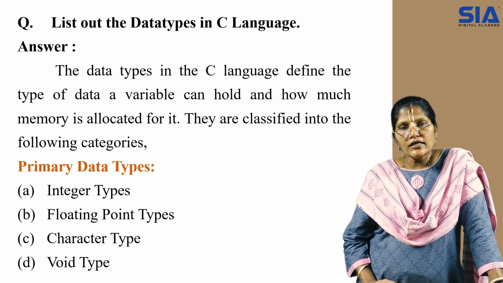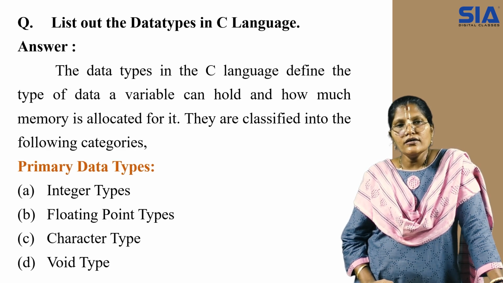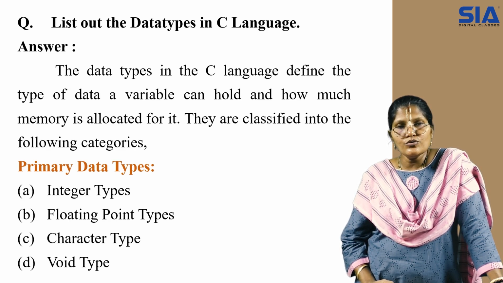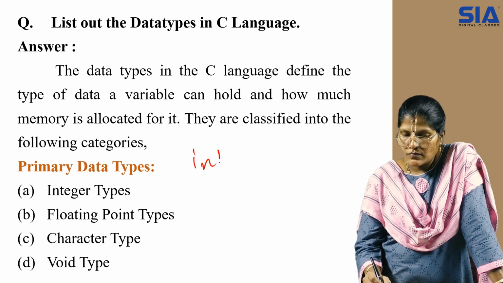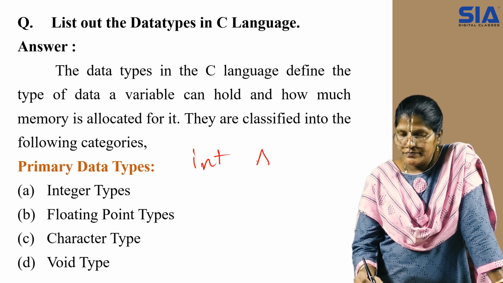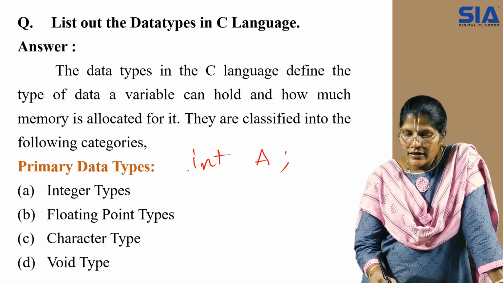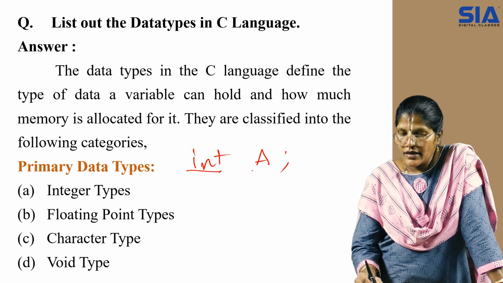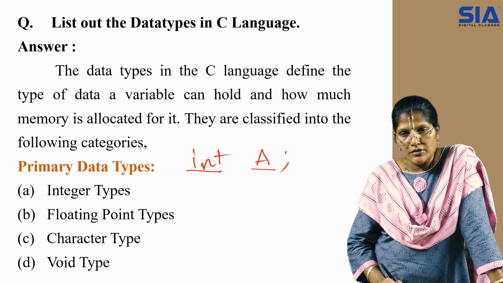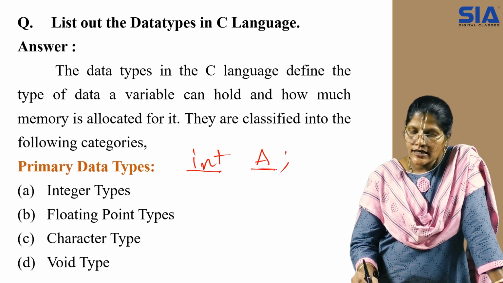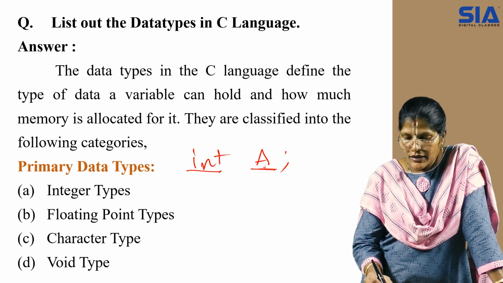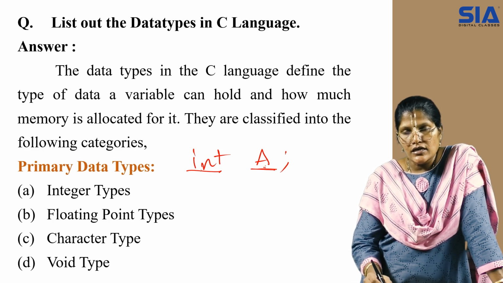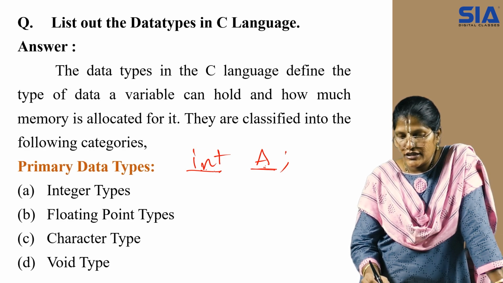So what is a data type? It can hold memory, and that memory can be used. For example, int a. Int is a data type and a is termed the variable name. Here a is used with the keyword int, which means it belongs to integer values.